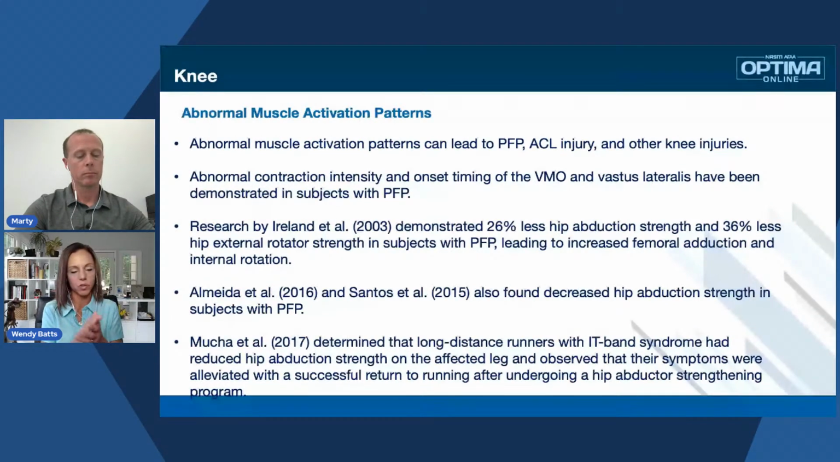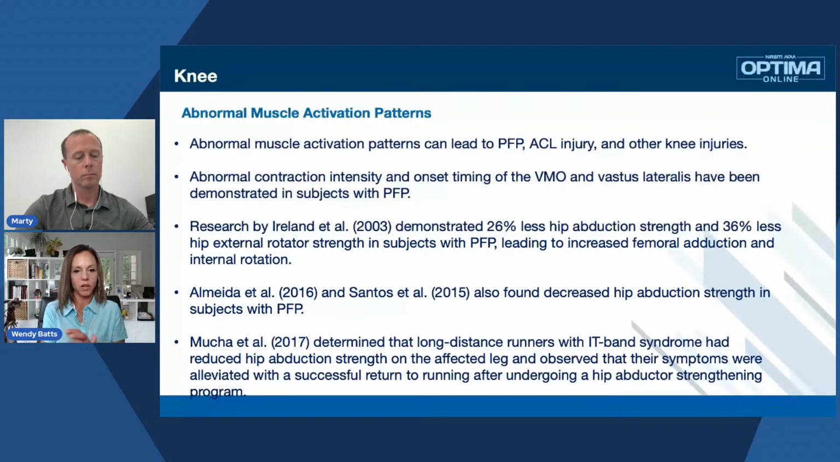And so, again, when you're looking at some of these different research, when you're looking at the Ireland research, which was in 2003, they demonstrated 20% less hip abduction strength and 30% less hip external rotation strength in subjects with PFP. This will lead to increased femoral adduction and internal rotation. So think about what's happening at the hip. All of this can affect the knee.